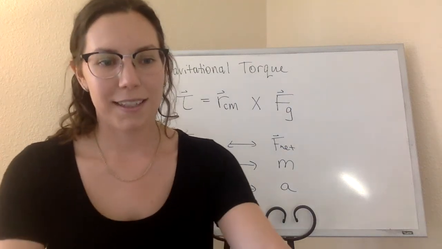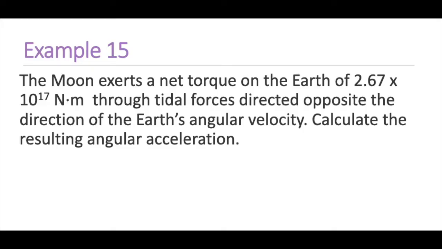Okay, let's look at the first example. The moon exerts a net torque on the Earth of 2.67 times 10 to the 17 Newton meters through tidal forces directed opposite to the direction of Earth's angular velocity. Calculate the resulting angular acceleration.